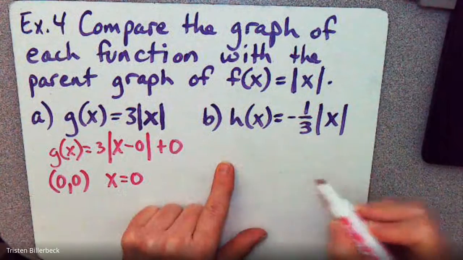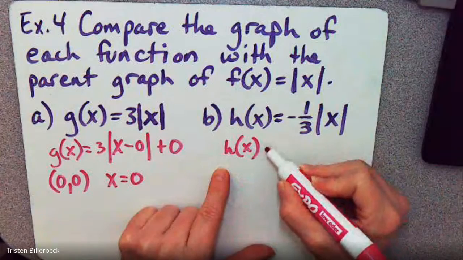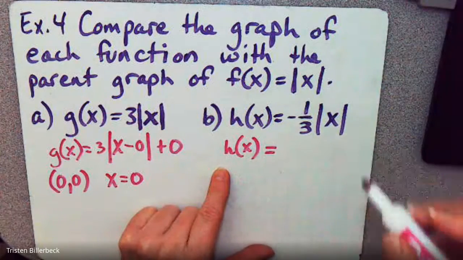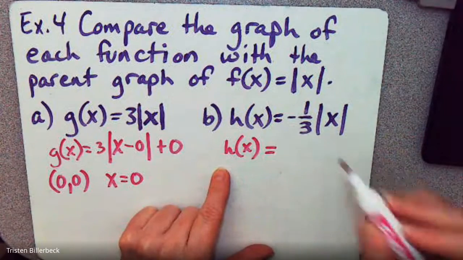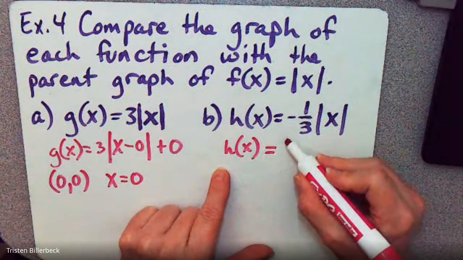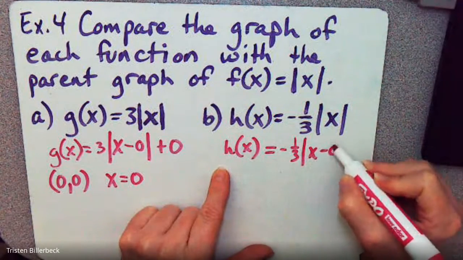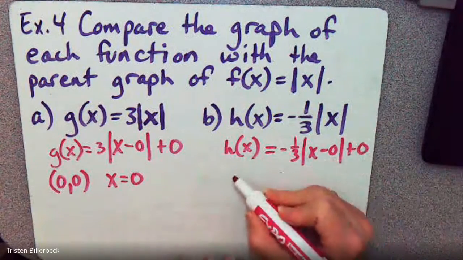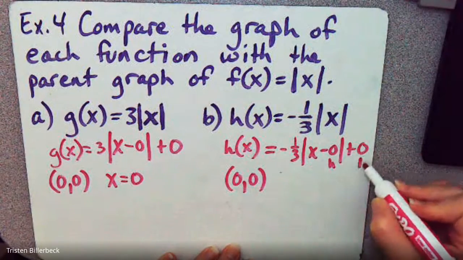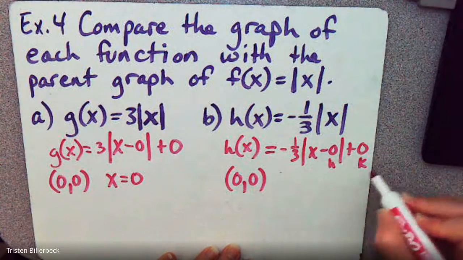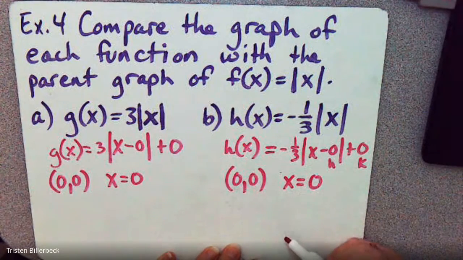And on this one, we have the similar situation. So we're just taking a parent, and all we're doing is stretching and compressing it, except this one has a negative. So that's extra special. It's reflecting it as well. So we have -1/3 times x minus 0 plus 0. So our vertex is going to go through 0, 0. So we have h and a k here. And then x equals h. So we have x equals 0 for our axis of symmetry.